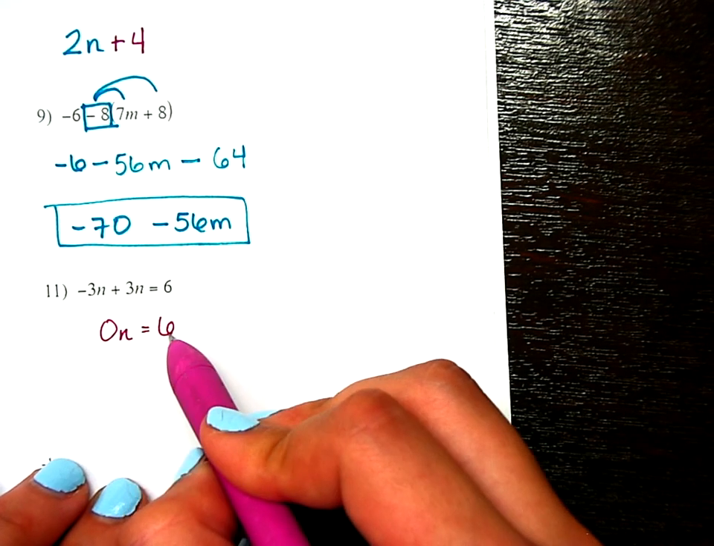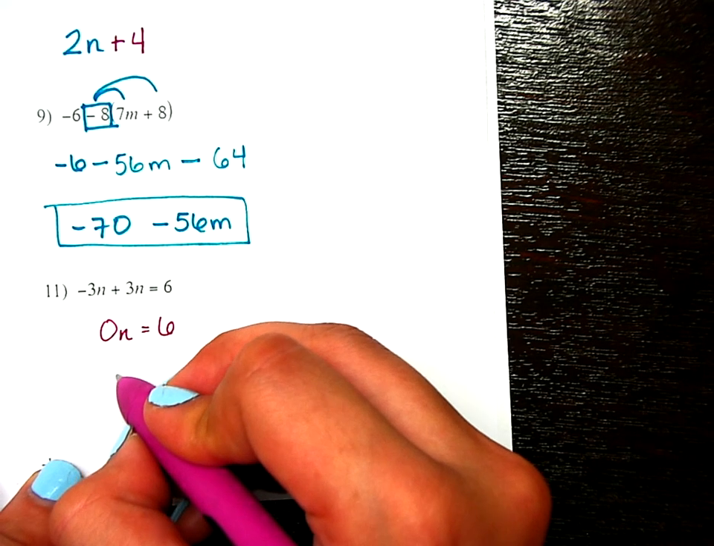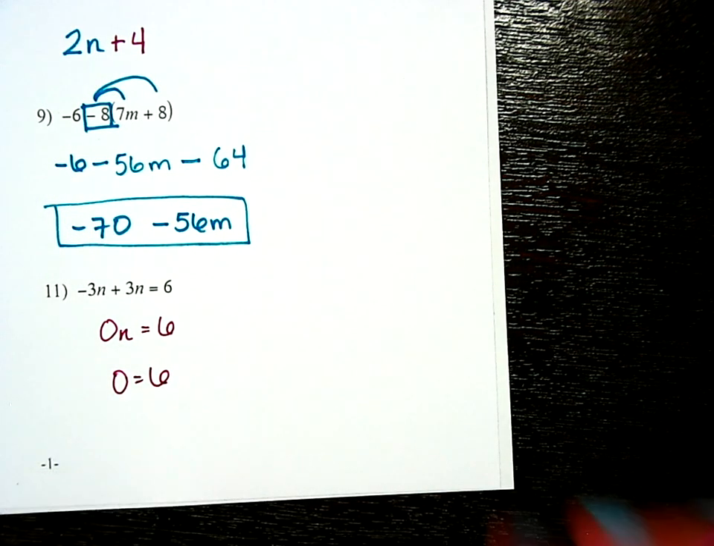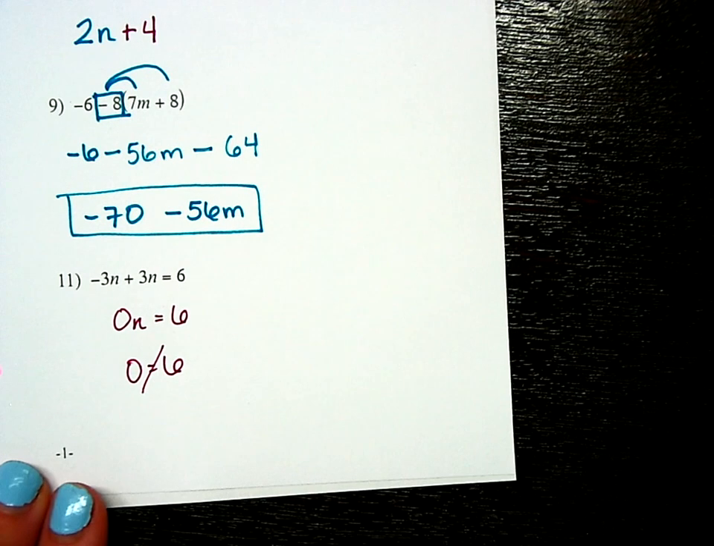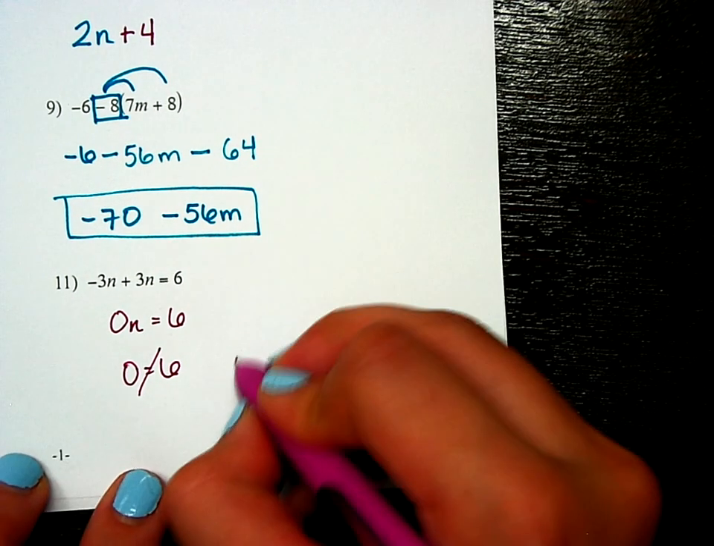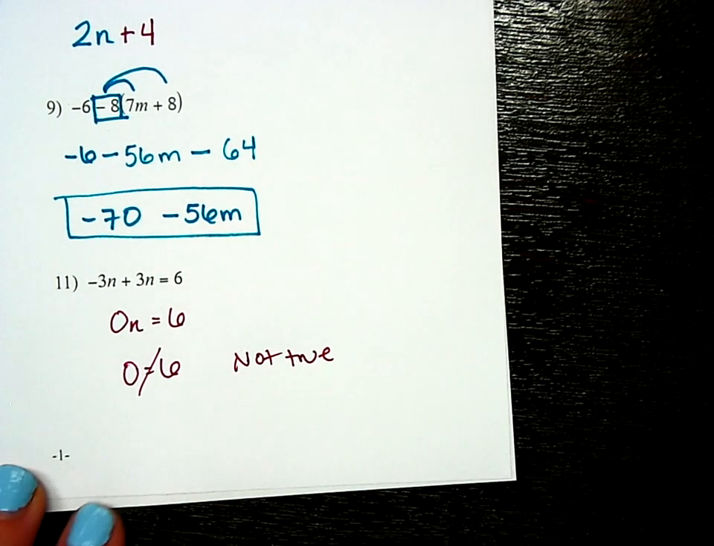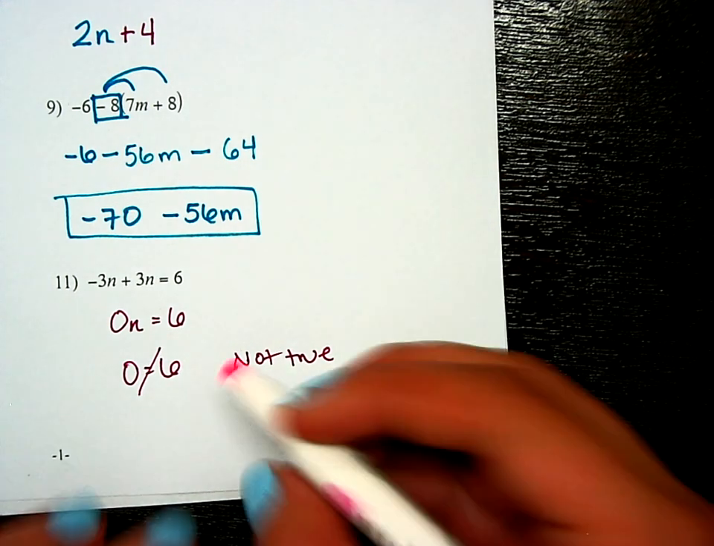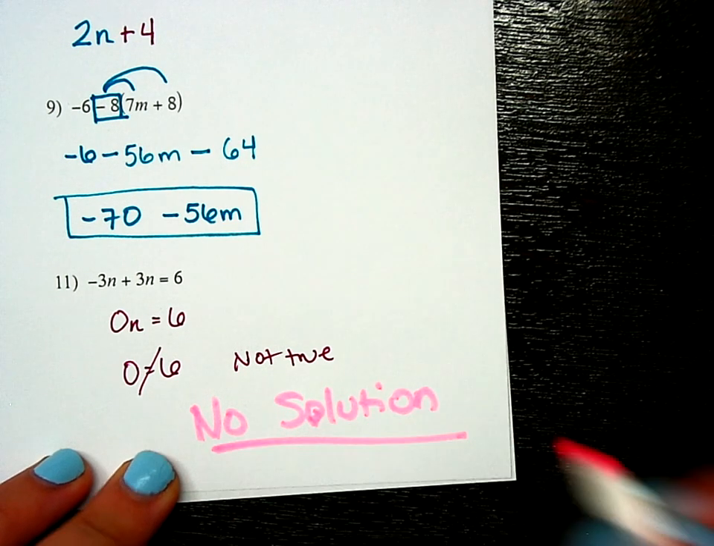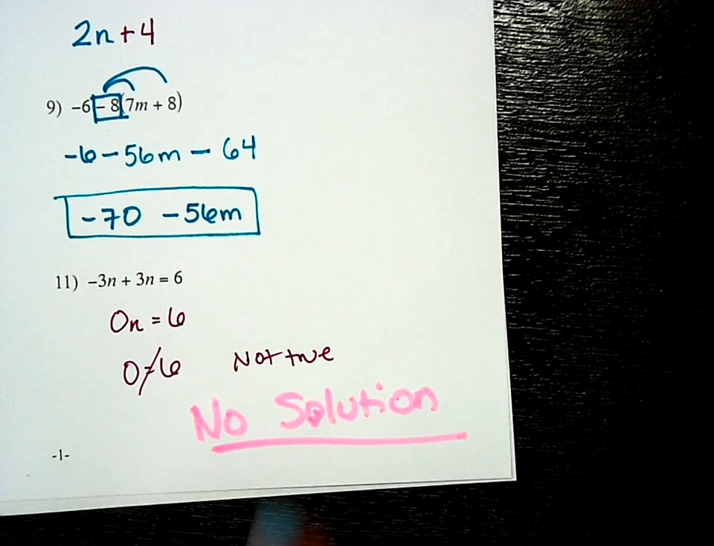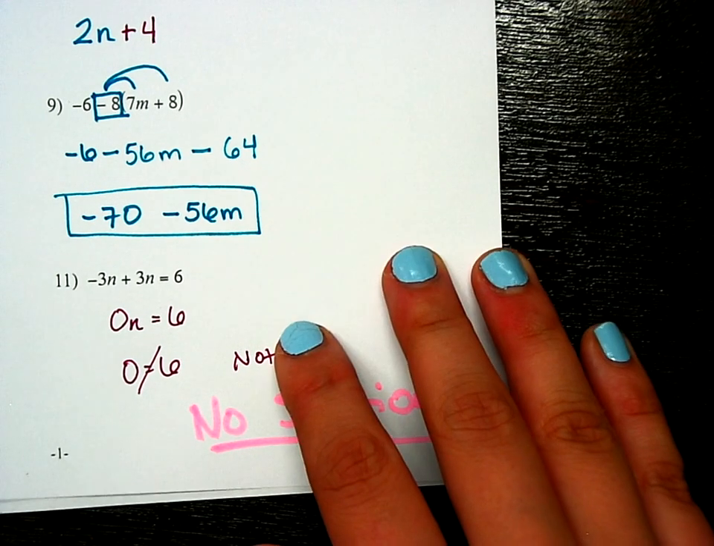0 times a number equals 6. Well, that's just like saying 0 equals 6. Well, is that true? Does 0 equal 6? No, it doesn't. So I'm going to put a cross through that. So that is not true. That means there is no solution to this problem. So this is called no solution. There's no answer. There's no number that you could substitute in for n to make this true. All right, so we've now seen 2 kinds of solutions. There's one more, and you might see it in the next few problems.